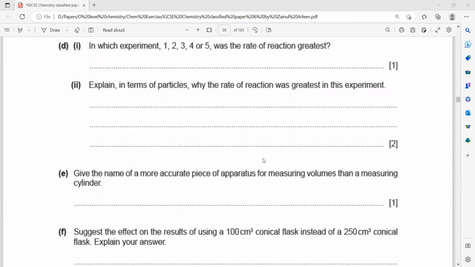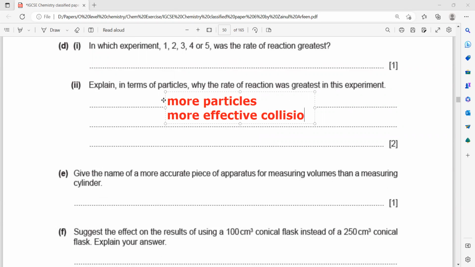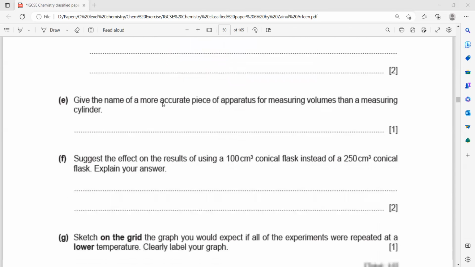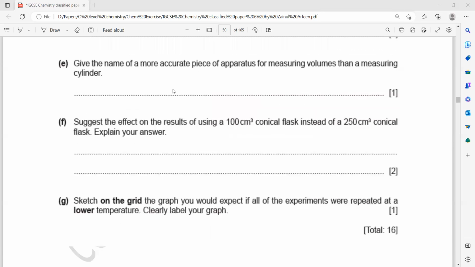Then explain in terms of particles why the rate of reaction was greatest in experiment 1. There were more sodium thiosulfate particles per unit volume, so they had more effective collisions, resulting in a higher rate of reaction. So a higher concentration of sodium thiosulfate means more particles, more collisions, and a faster rate.